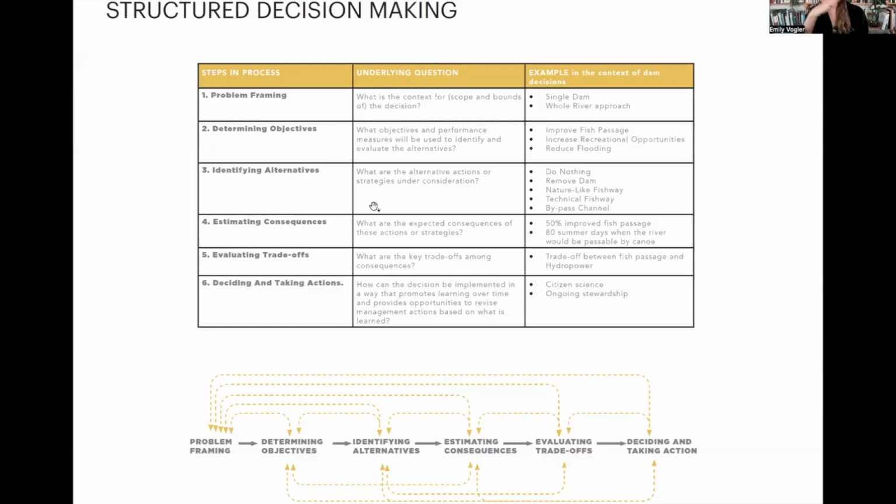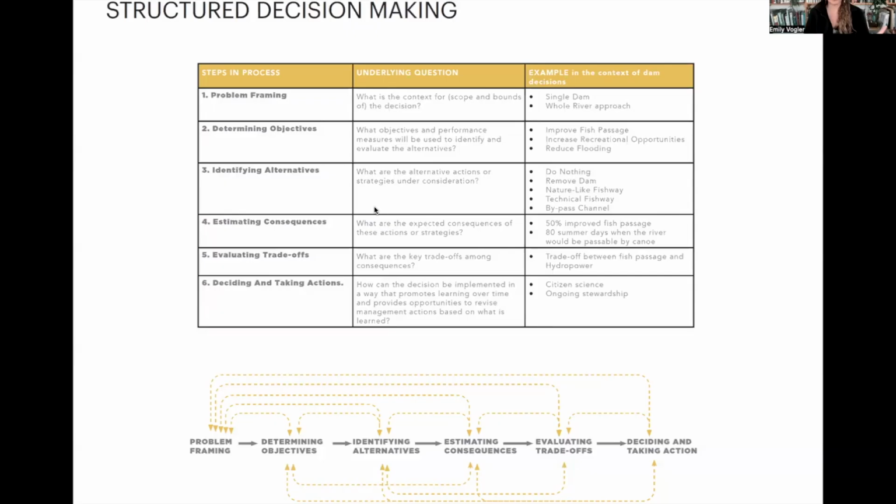And then the structured decision-making process is a pretty clear process in some ways. However, it's always iterative, right? At every stage, there's going to be a moment where you might step back into a previous stage. And so the general format for structured decision-making is the problem framing, which is where you might define what the context is for the decision. What is the scope? What are the bounds of the decision? Are you looking at a single dam or are you looking at a whole river?